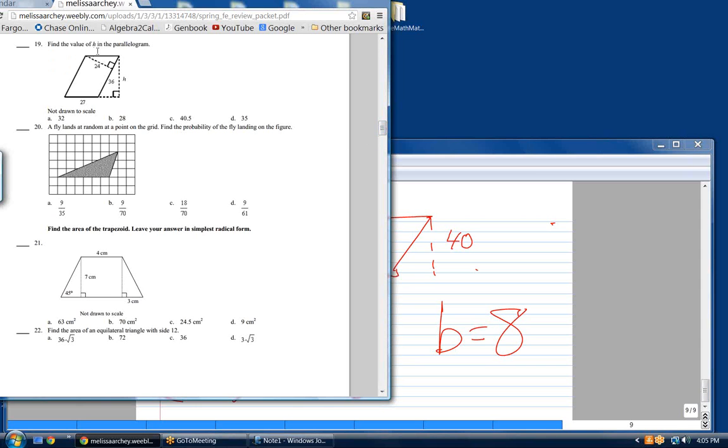Find the value of H in the parallelogram. Okay. This is an interesting problem. This is different. How are we going to do this? I'm not sure.